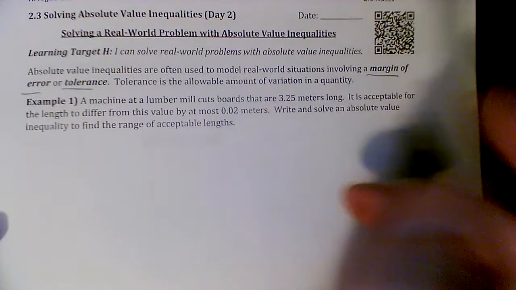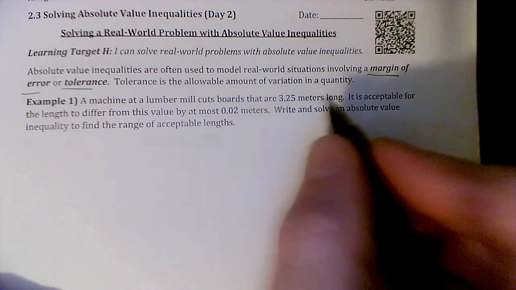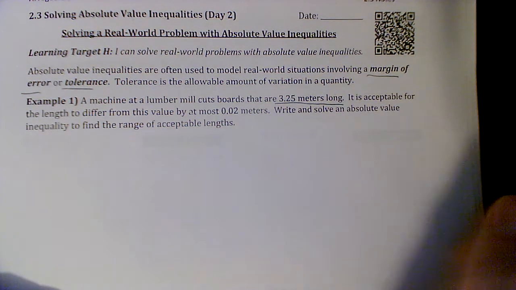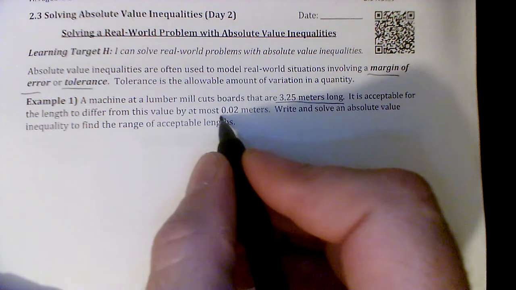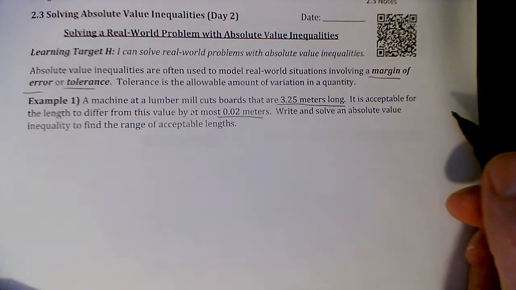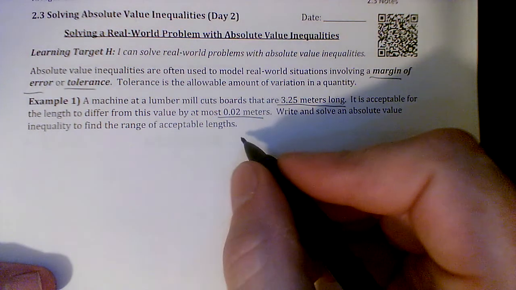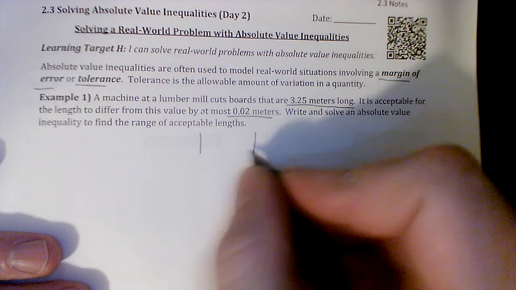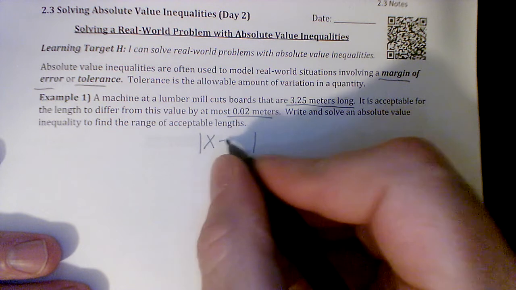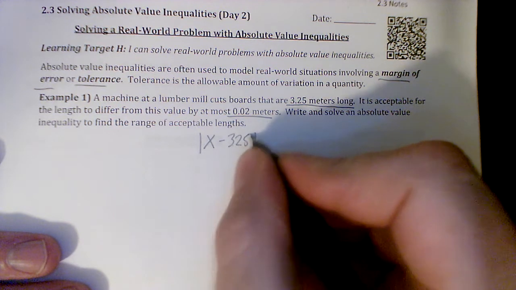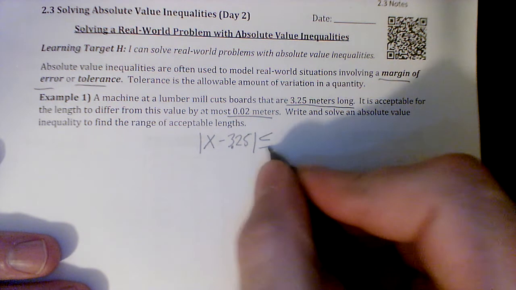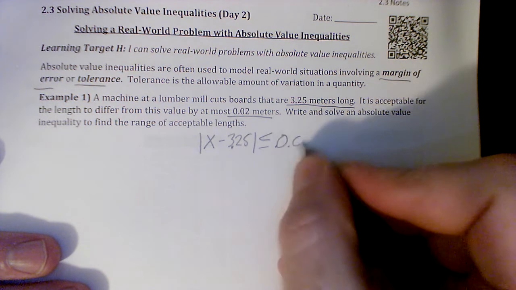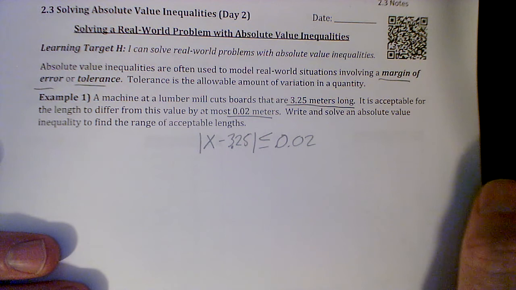Alright, so here's one. A machine at a lumber mill cuts boards that are about 3.25 meters long. It's acceptable for the difference of the value to be 0.02 meters, so 200ths. So we're going to write and solve. We know this. I'm just going to write it. I know the difference between the actual length and 3.25 is less than or equal to 0.02. And that's what it is, right?